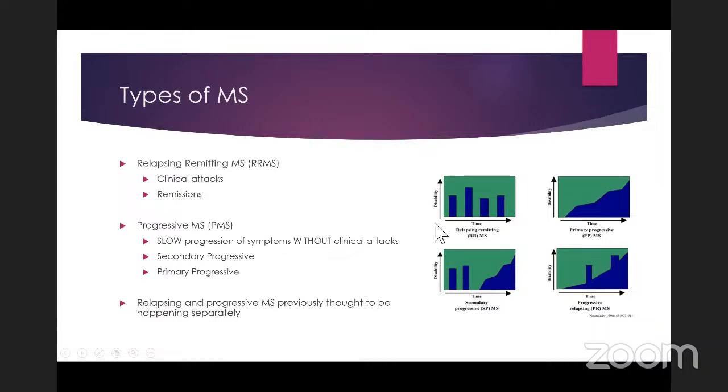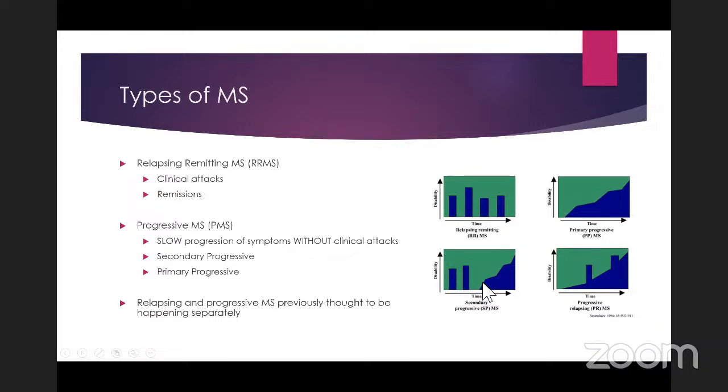And there are two different types. There's primary progressive, where you just start out having progressive symptoms without the relapses. There's also secondary progressive. These patients start off having the relapsing remitting type.